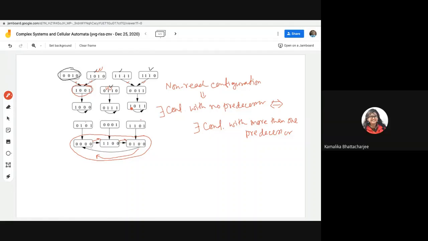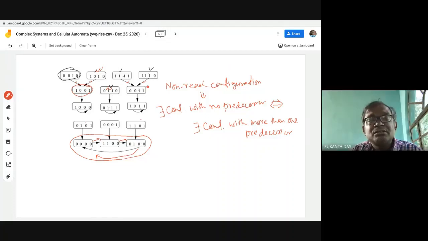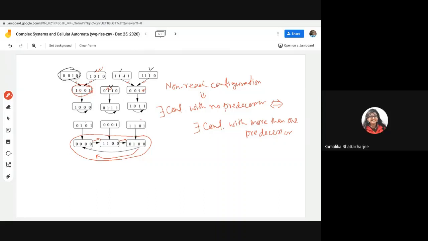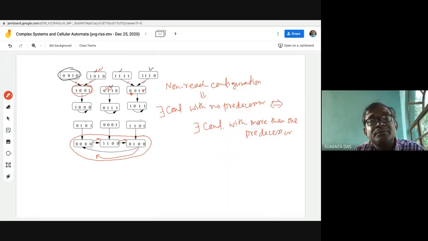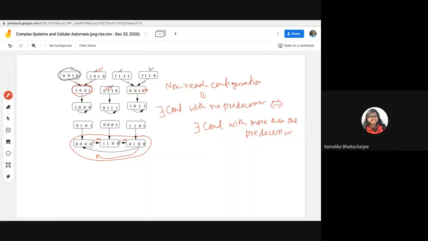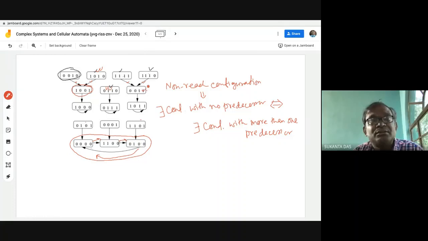But here there is no reachable acyclic configuration, right? In this example, yes, this is reachable. Say this is 1001. This is reachable but acyclic. Yeah, this one is 0, but acyclic. 011 is reachable but acyclic. Okay, so in this way.